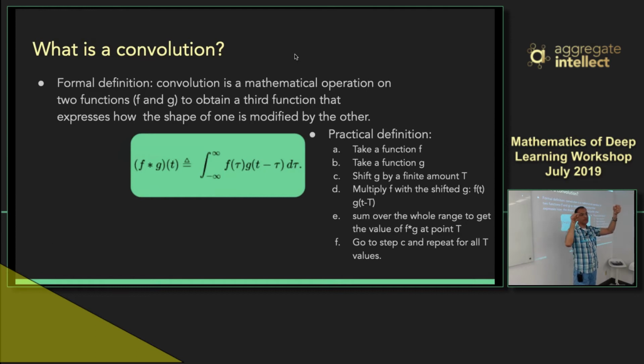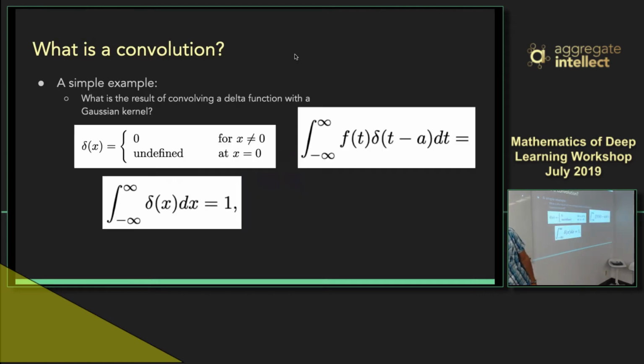You keep that number, and then shift g by an amount, and then do the same thing. Multiply them point by point, and then sum them up. You get another number. Put it at the point where it tells you how much you shifted the function. If we look at images, it makes much better sense. So before looking at images, let's look at an example.